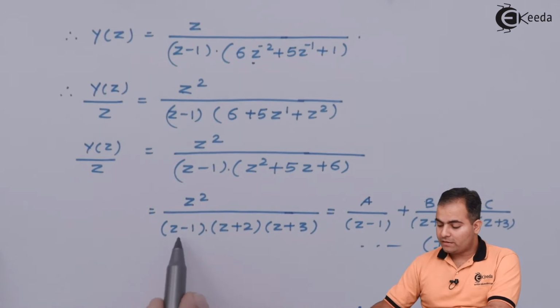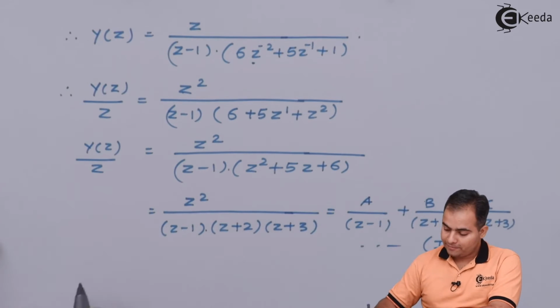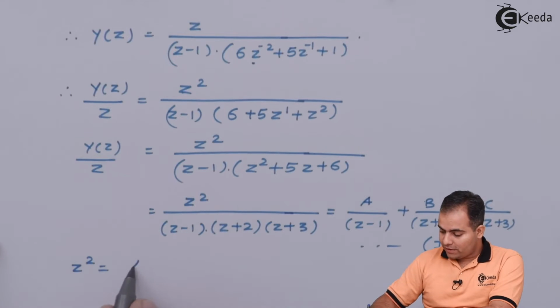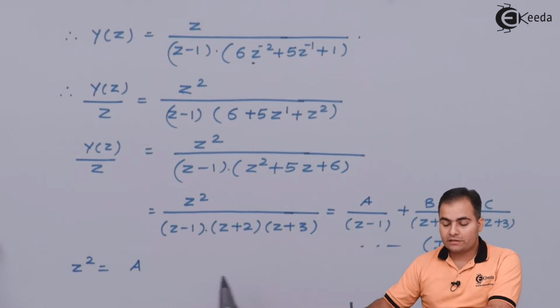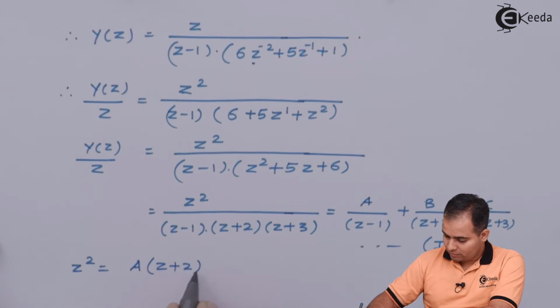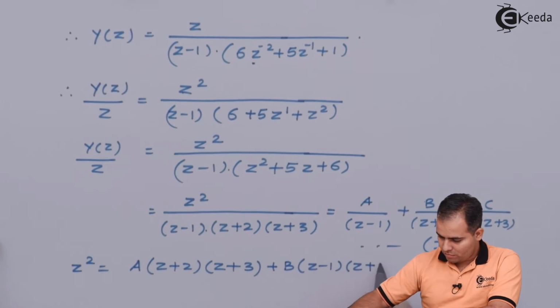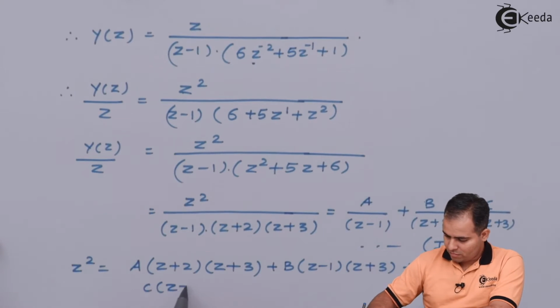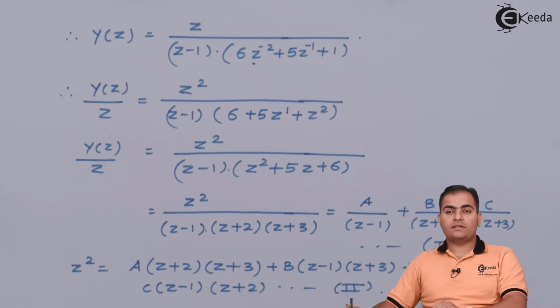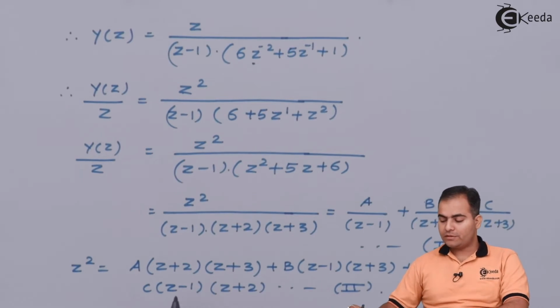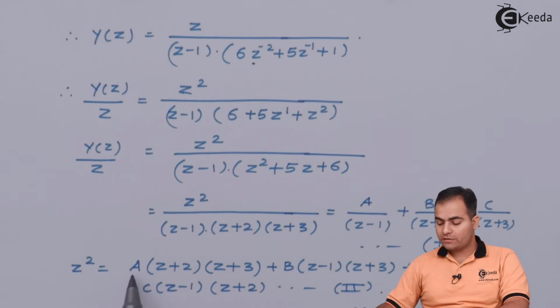Now I'll multiply the left hand side denominator on the right hand side. So on the left hand side, we will have only z squared. And after multiplying the left hand side denominator on the right hand side, what we will get? And this is nothing but my equation number 2. Now I'm going to substitute z values so that you will get the answer of all the constants A, B and C respectively.